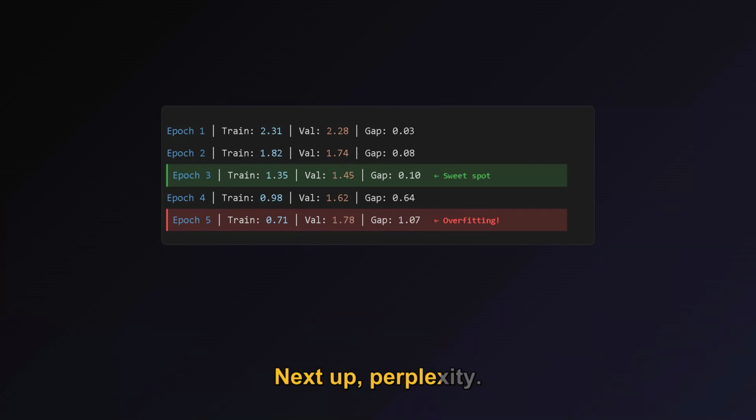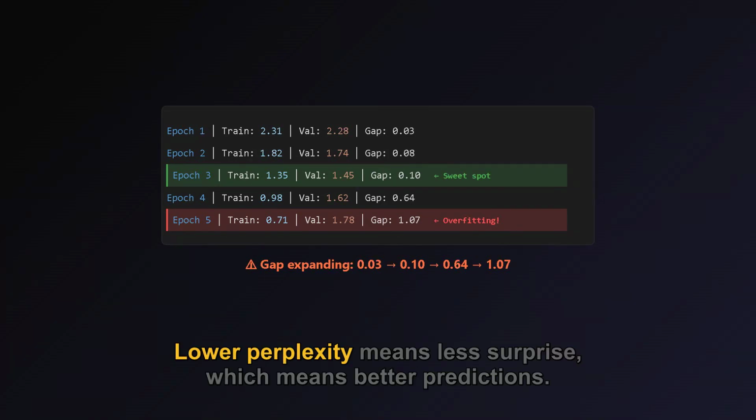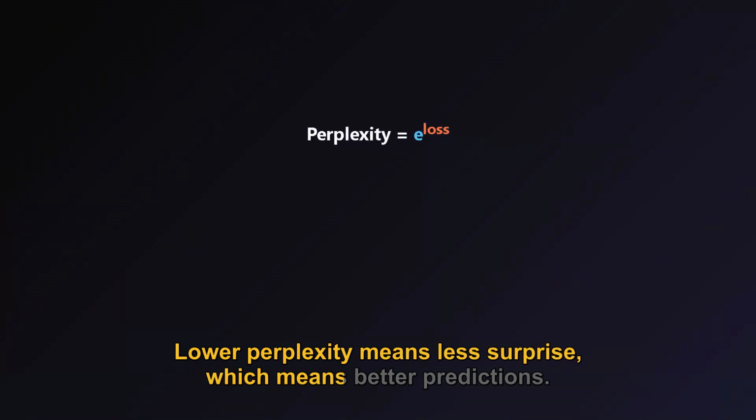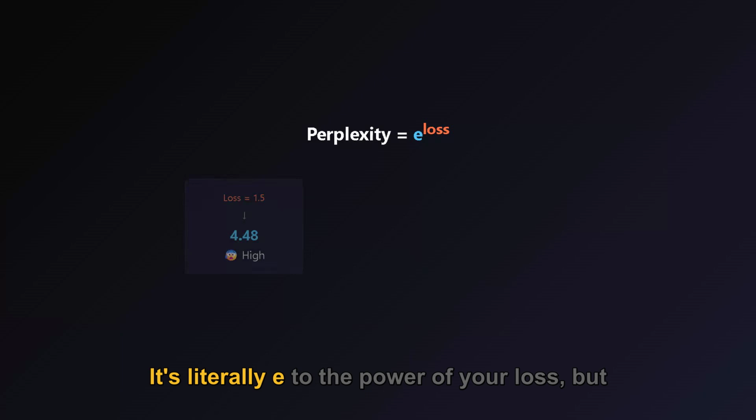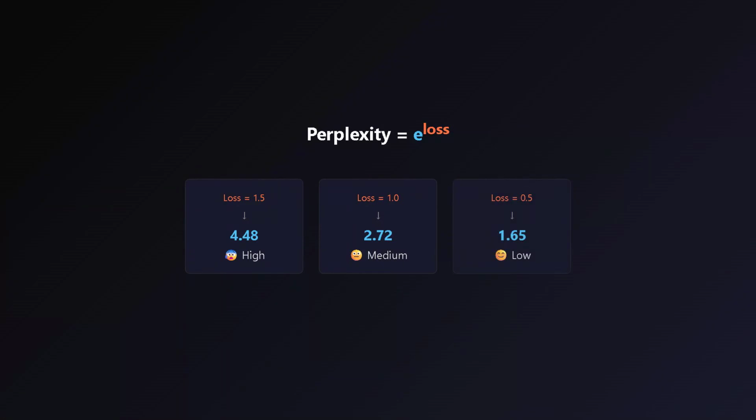Next up, perplexity. It answers one simple question: how surprised is the model by the correct answer? Lower perplexity means less surprise, which means better predictions. It's literally e to the power of your loss, but watch out for perplexity gotchas.